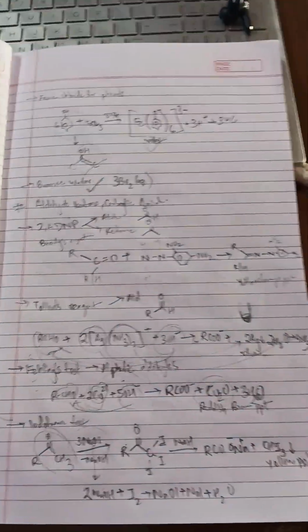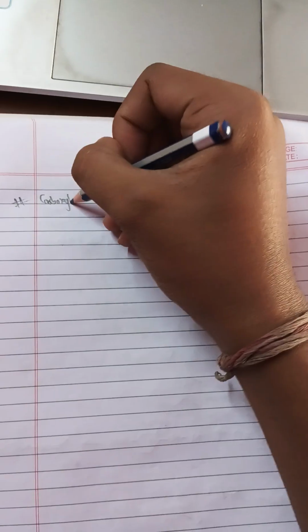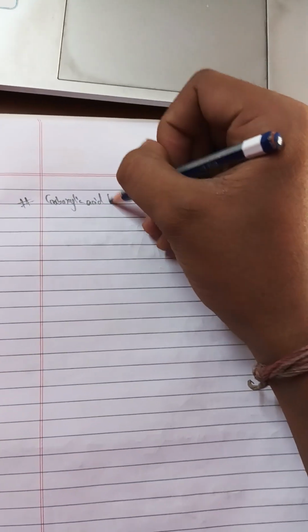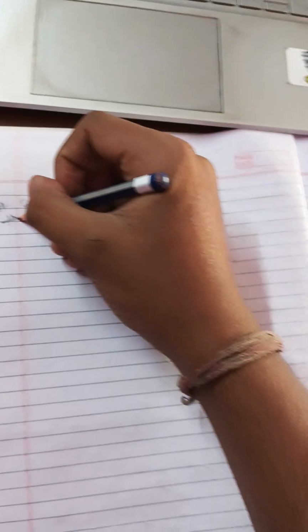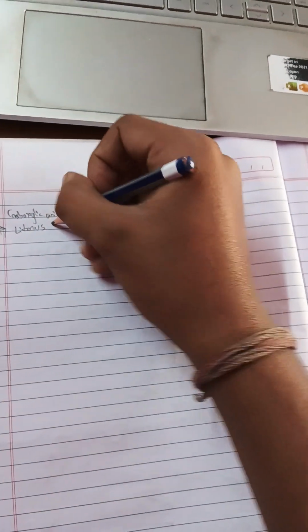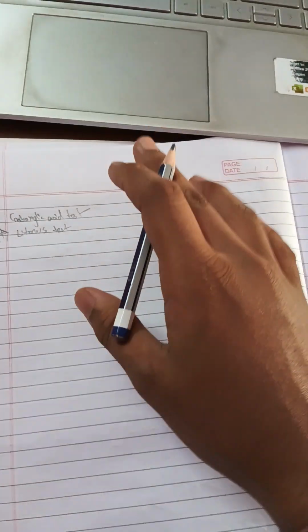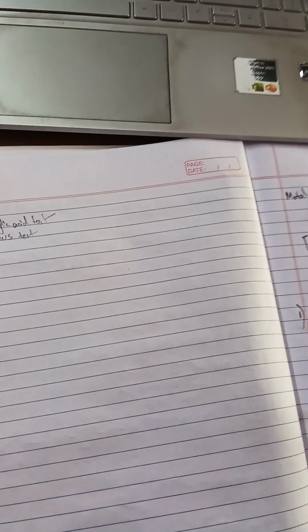Let's go. This is the end of the chapter for aldehydes and ketones. Now we go back to carboxylic acids. So now we will do the carboxylic acid tests. First of all, the first test is the litmus test. An aqueous solution of the carboxylic acid turns the blue litmus red. Okay, blue litmus red means it is acid.